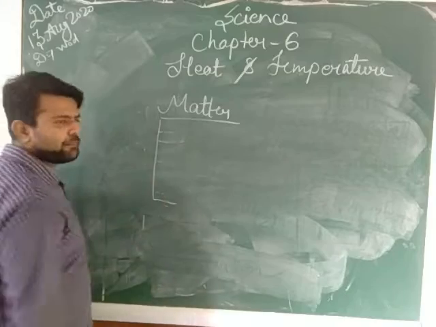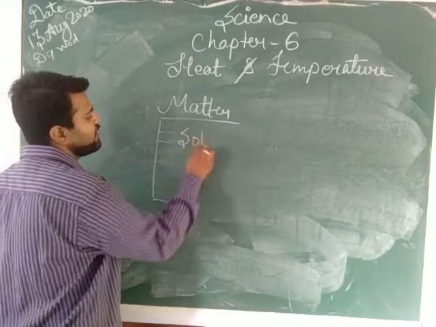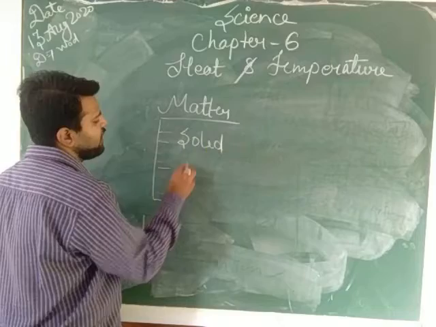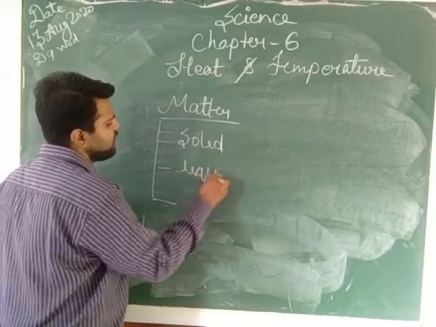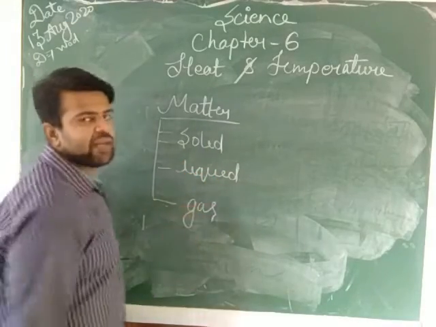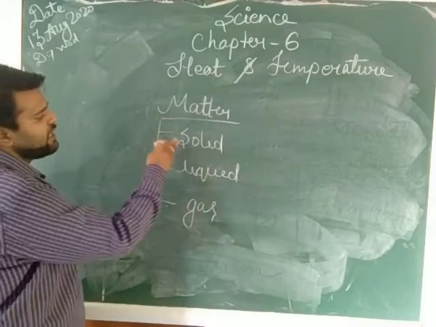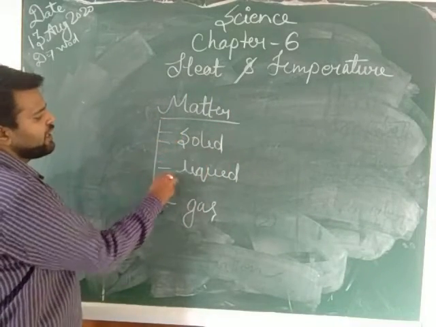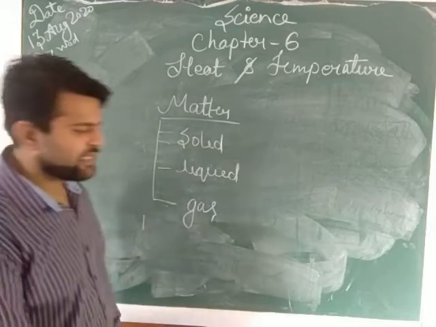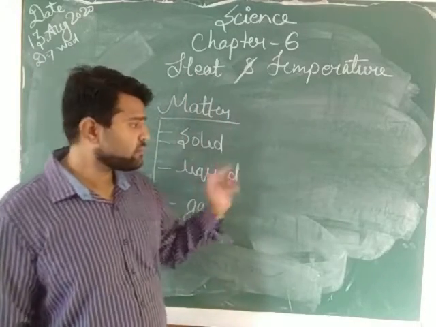Already we have learned this in our previous chapters also. There are three states of matter: one is solid, one is liquid, and another one is gas. Matter is generally present in these three forms: solid, liquid and gas.